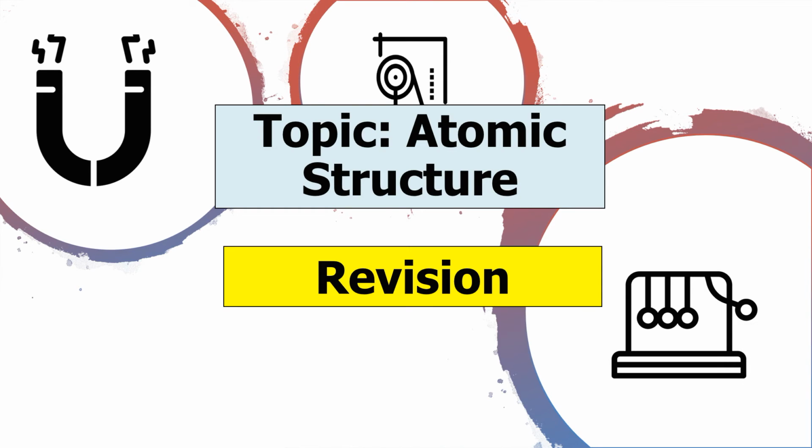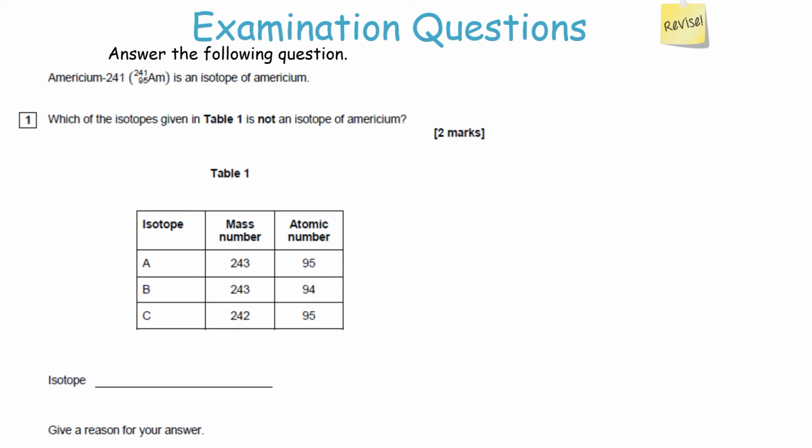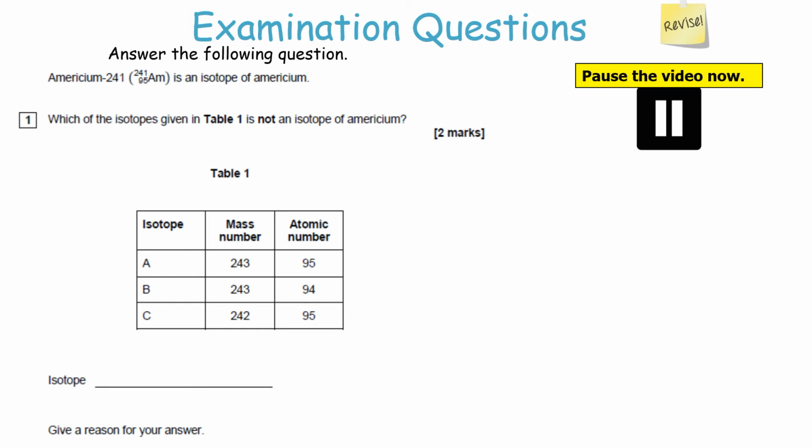The next topic we're going to look at now is atomic structure. So let's look at the following question. Americium-241 is an isotope of americium. Which of the isotopes given in table 1 is not an isotope of americium? Give your reason for your answer. So pause the video now, then unpause the video when you want to go through your answer.